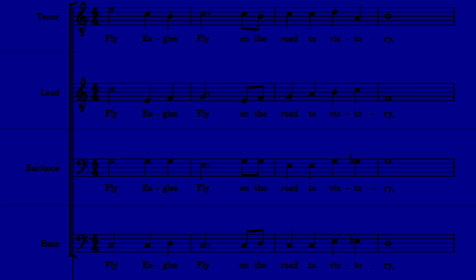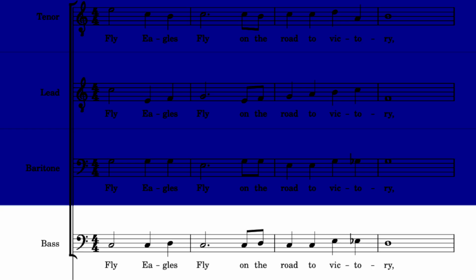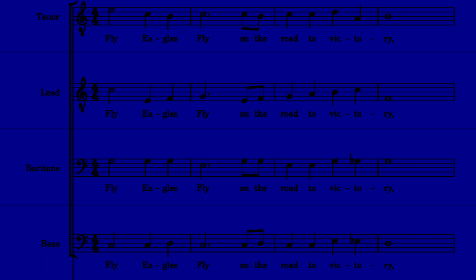Victory. You just heard bass. It's the lowest voice part in the Barbershop quartet and sings harmony below the lead. What is this voice part?